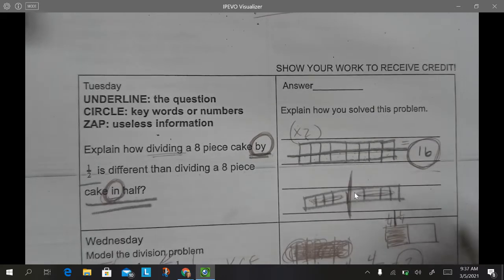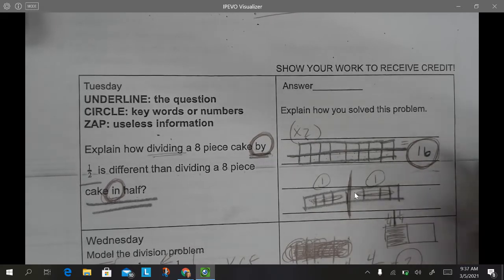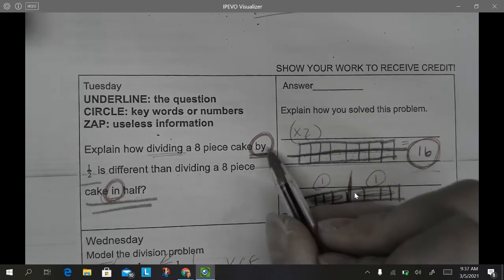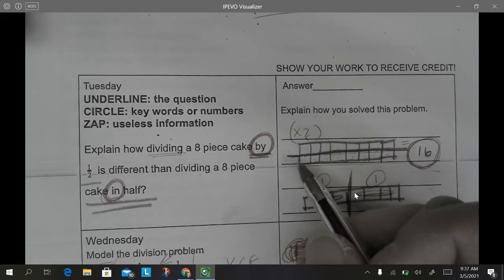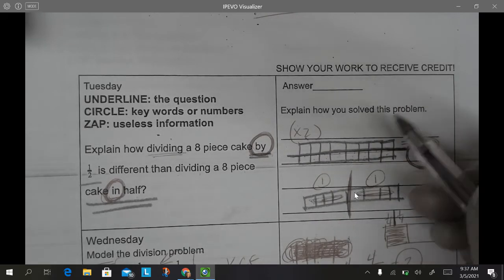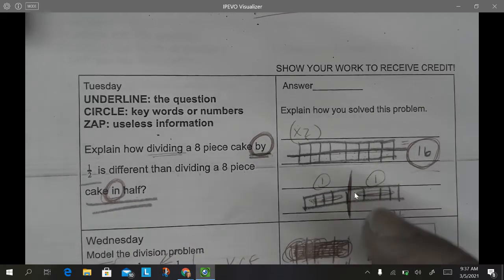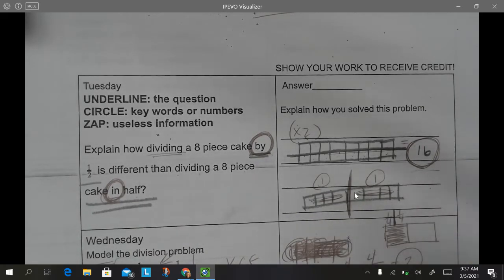Breaking it up in half is going to give you 2 sections, one here and one here. Now each section is going to have 4 pieces, which is fine, but it's a lot different than by half. When you talk about doing something by half, it means kind of like you double it. You times it by 2. So by half means you double it by 2. In half means you just literally break it in half, so you have 2 different sections.